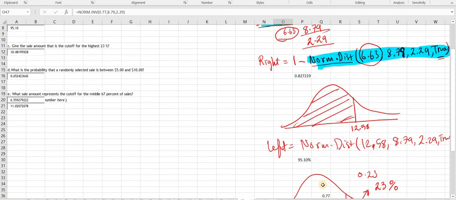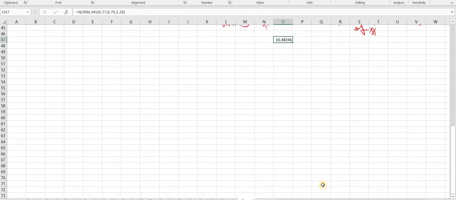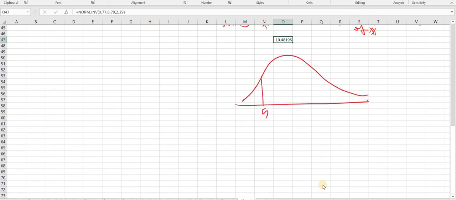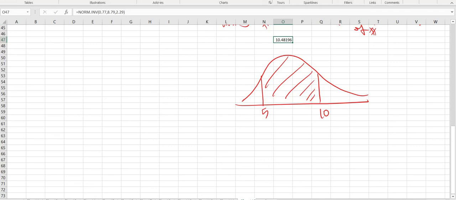Let's go to the next part. What is the probability that a randomly selected sale is between 5 and 10? So in this case, we need to find the area between 5 and 10. Here is 5 and here is 10. The area in between is basically NORM.DIST of the bigger number. So we can find the area to the left of 10, which I'm going to highlight blue. And if we subtract the little tail that I'm going to highlight orange in a minute, we're going to end up with the area in between 5 and 10.